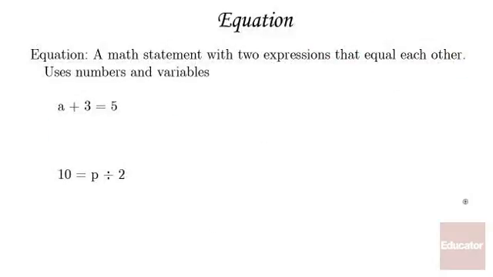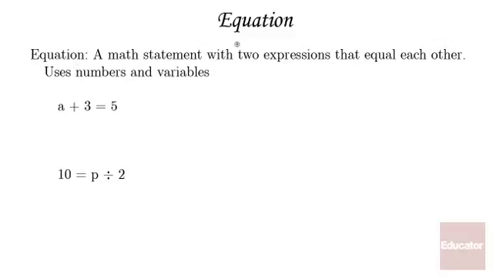So an equation is a math statement with two expressions equaling each other. Now, in the previous lesson, we went over expressions, how to write expressions. Remember, an expression is a math statement that also uses numbers and variables. An equation is when two of those expressions are equal to each other. So the main difference between an expression and an equation is that an equation has an equal sign.